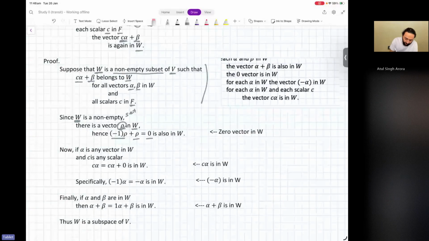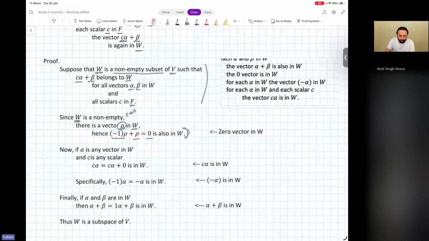So is it clear why this is the case? Can you justify why minus 1 times rho plus rho is 0? Like why would this property be true, given that W satisfies this premise?